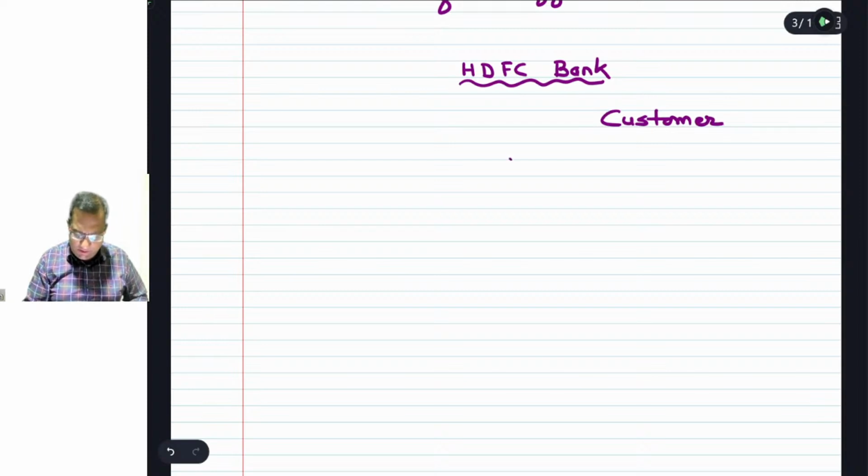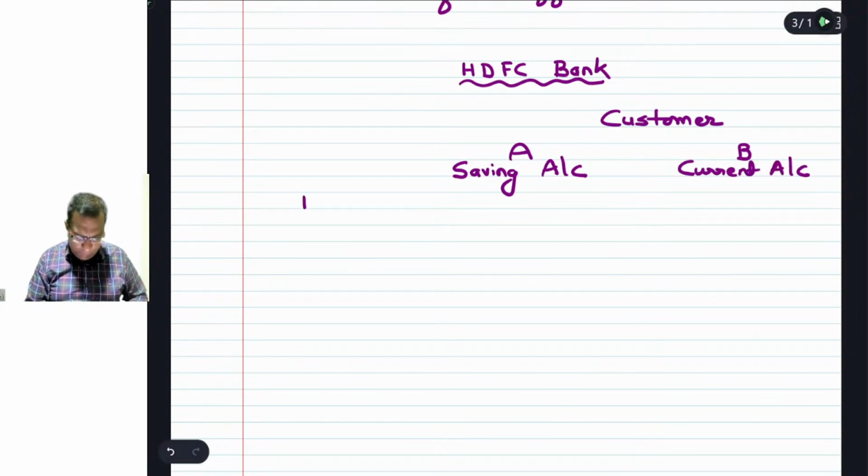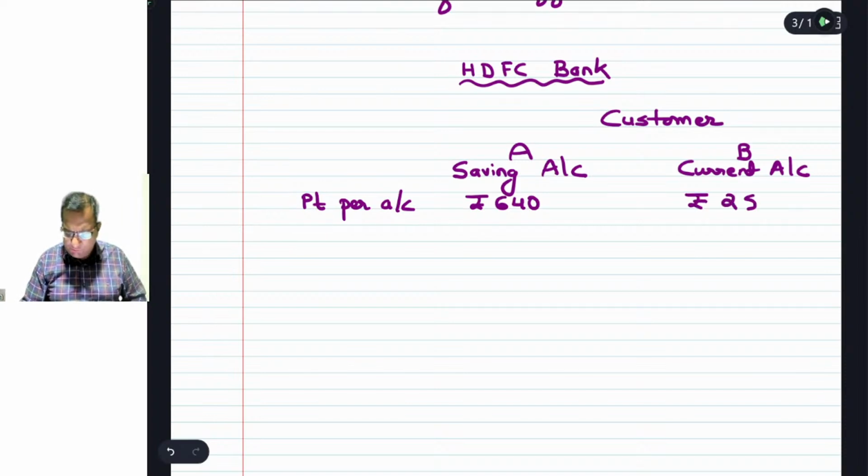Okay, customer A and there is customer B. Customer A is having the saving account and customer B is having the current account in the bank. So profit per account, suppose per account per annum, in this case is 640 rupees, suppose, while customer B is providing us a profit of only 280 per account per annum basis.